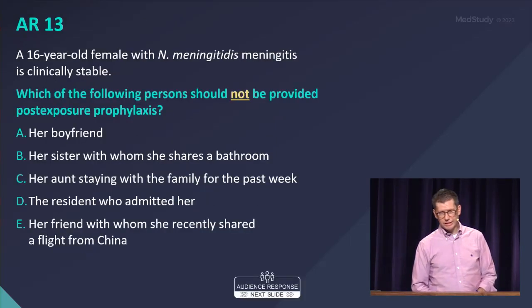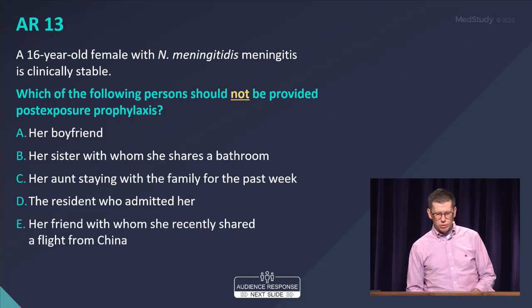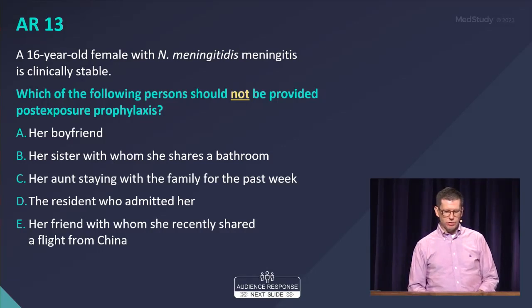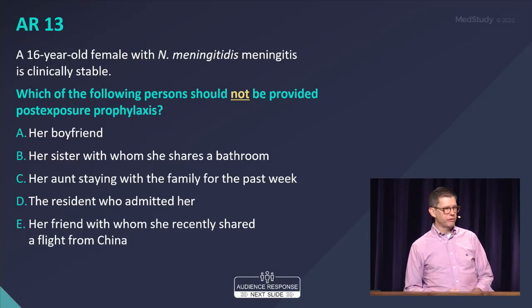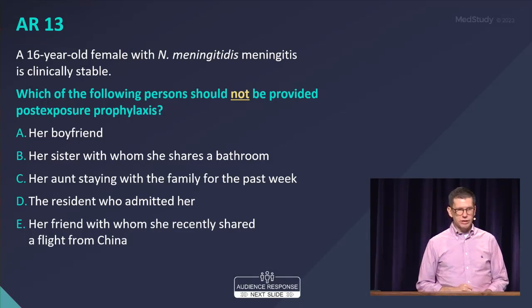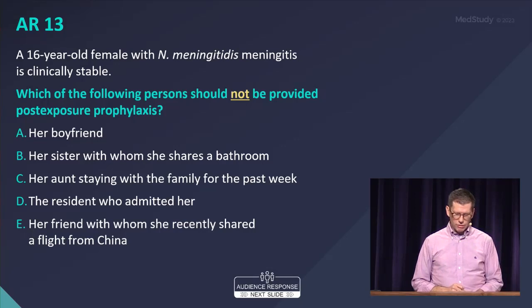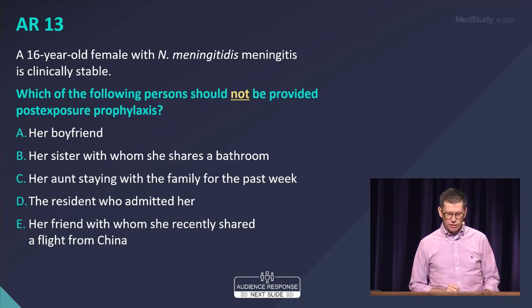So continuing on the meningitis line briefly, a 16-year-old female with Neisseria meningitidis meningitis is clinically stable. Which of the following persons should not be provided post-exposure prophylaxis? A, her boyfriend. B, her sister with whom she shares a bathroom. C, her aunt staying with the family for the past week. D, the resident who admitted her. Or E, her friend with whom she recently shared a flight from China.